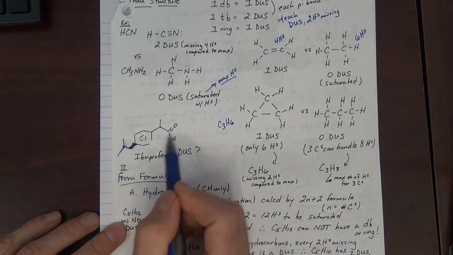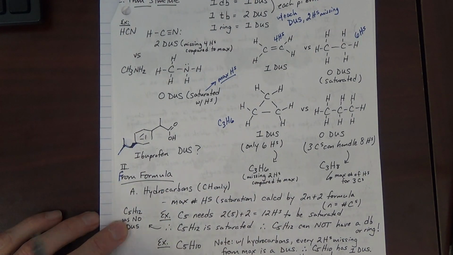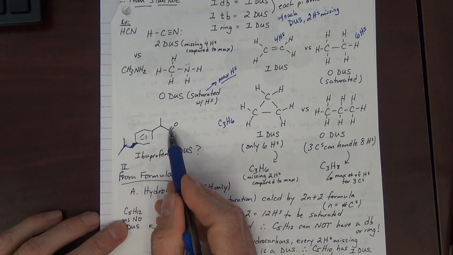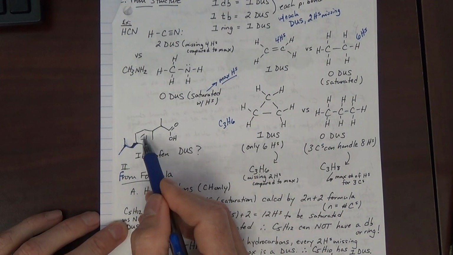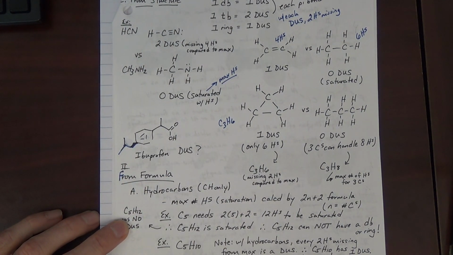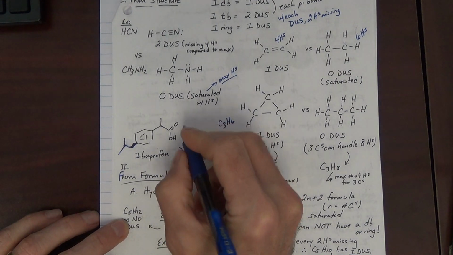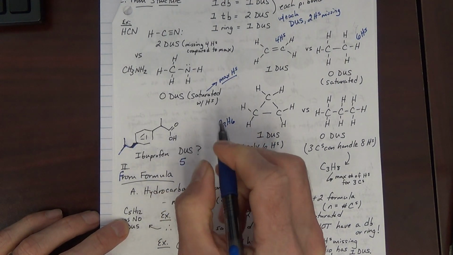But how many DUS do we see over here? I see 1, 2, 3, 4 double bonds and 1 ring. So that is 5 DUS.